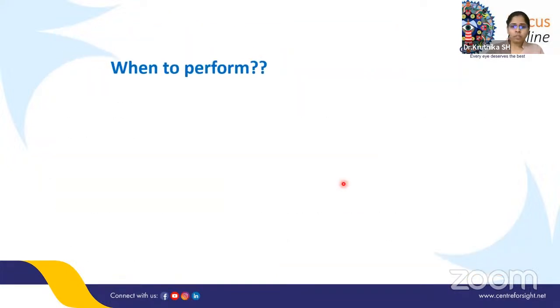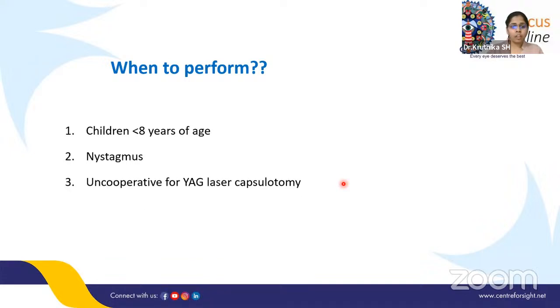When to perform the posterior capsulotomy is our next question. In children less than 8 years of age, in children having nystagmus, in children uncooperative for YAG laser capsulotomy, that is in cases like kids with autism, kids having ADHD and all. And it can also be done where there is a pre-existing posterior capsule plaque or a PC defect present.